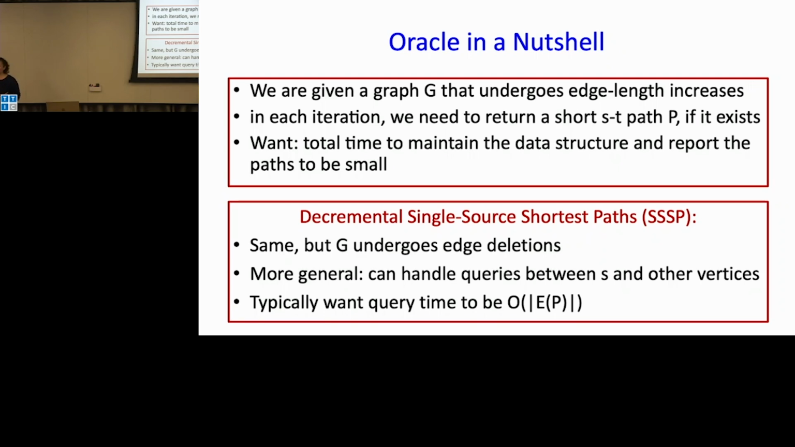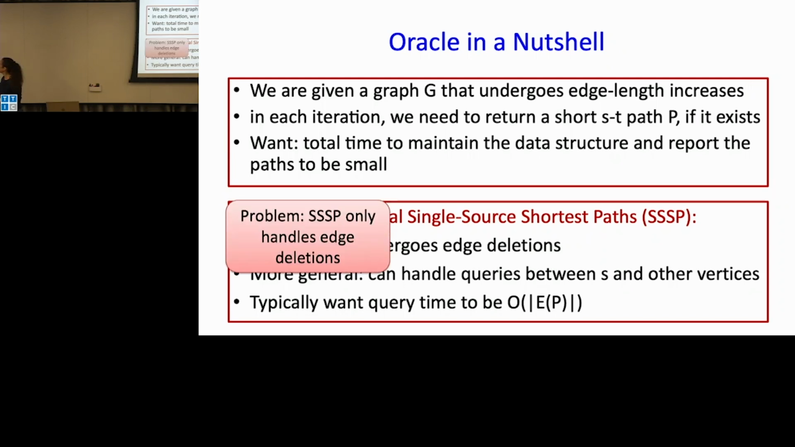So we have a little problem here. Our algorithm doubles edge lengths, and this one only works with edge deletions. But it turns out you can do a really simple transformation so that you can implement edge length increases by edge deletions. And let me quickly show you how.